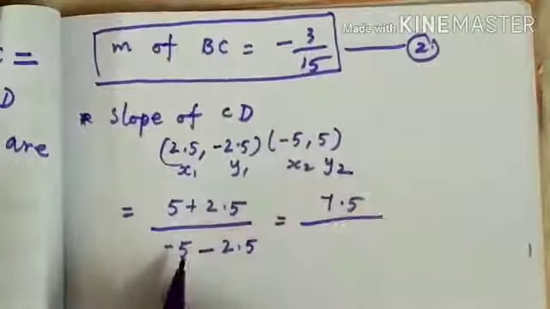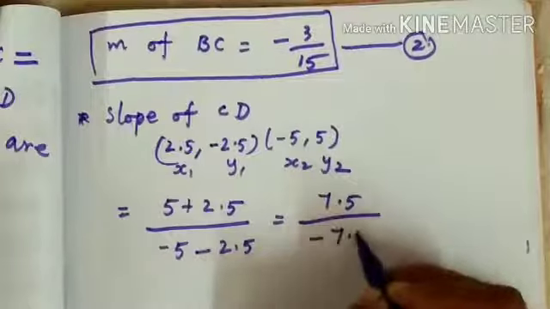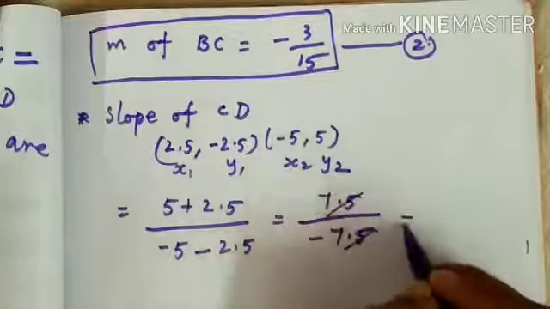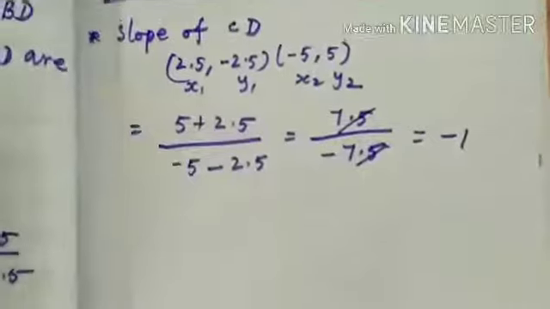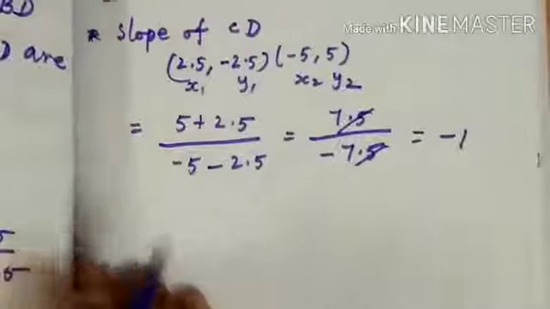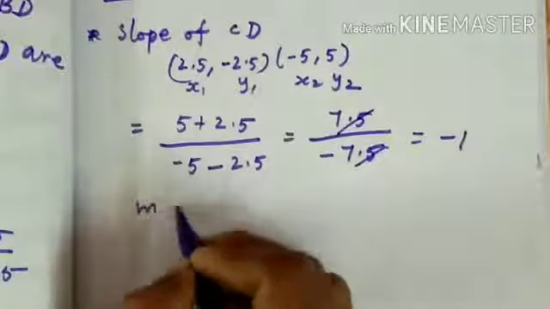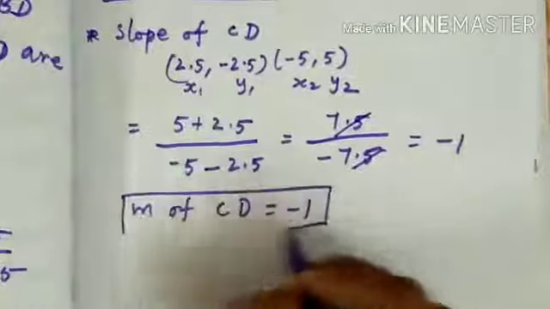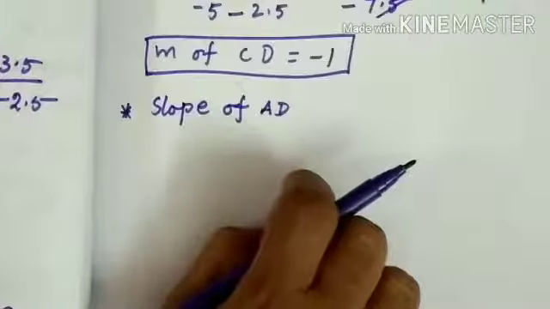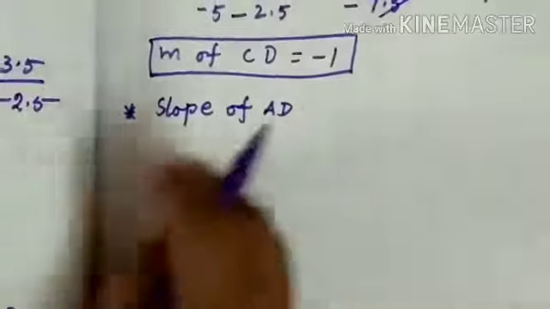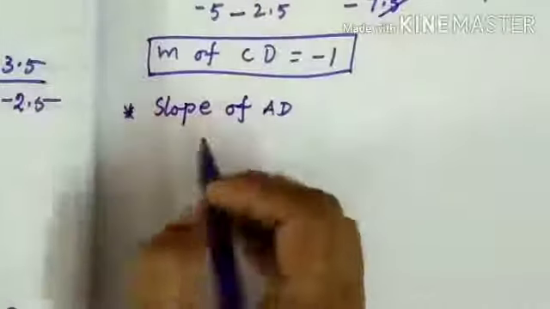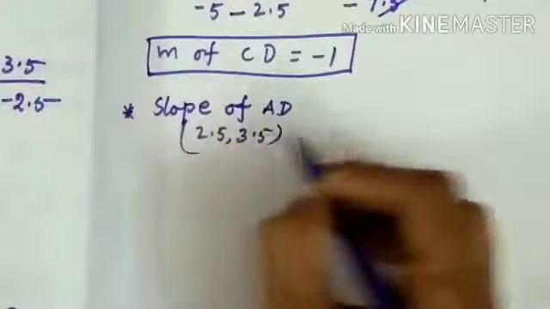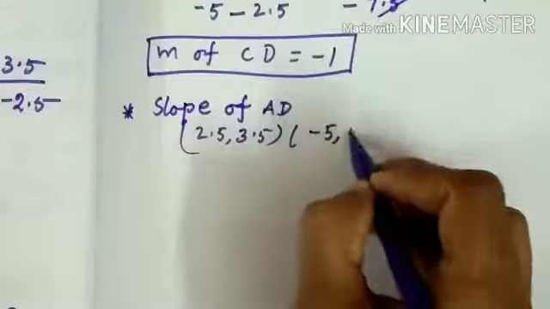that is equal to 7.5 by minus 7.5. Cancelling, this means we get minus 1. Therefore, slope of CD is equal to minus 1. Next we have to find slope of AD. Take down and write the given points. A point 2.5 comma 3.5 and D point minus 5 comma 5.